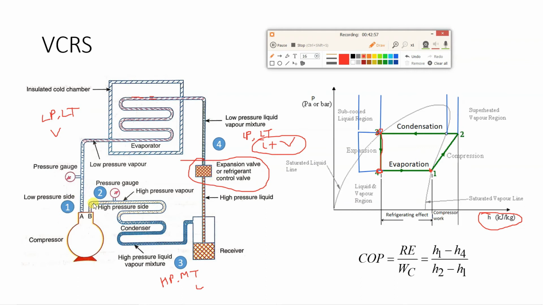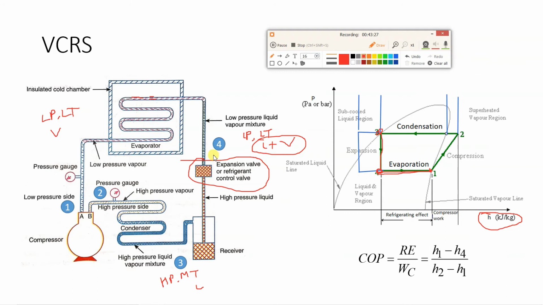So in this way we have 4 processes. Process 1 to 2 is isentropic compression in compressor. Process 2 to 3 is constant pressure heat rejection in condenser. Then 3 to 4 is enthalpy equal to constant, which is called isenthalpic expansion in expansion valve. And 4 to 1, it is pressure equal to constant heat absorption in evaporator.